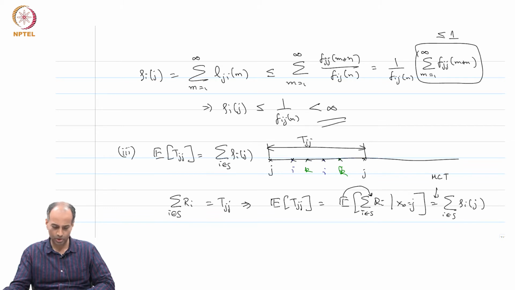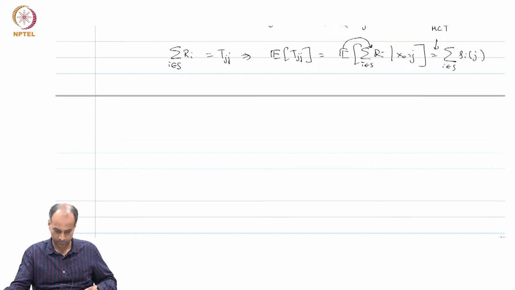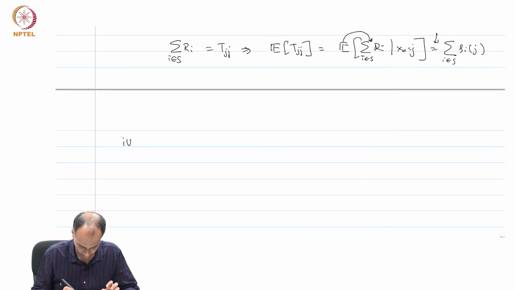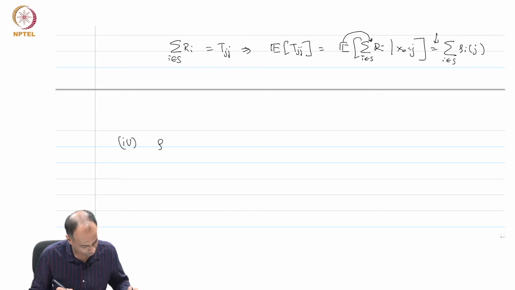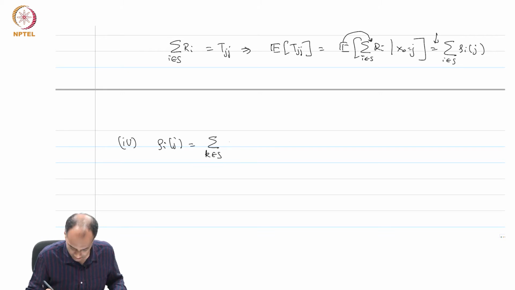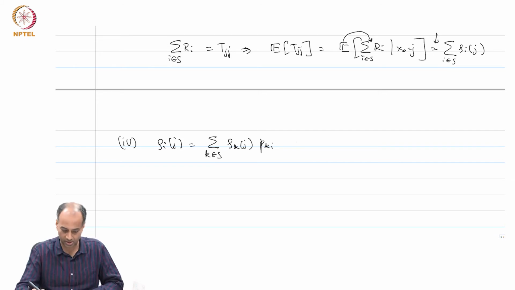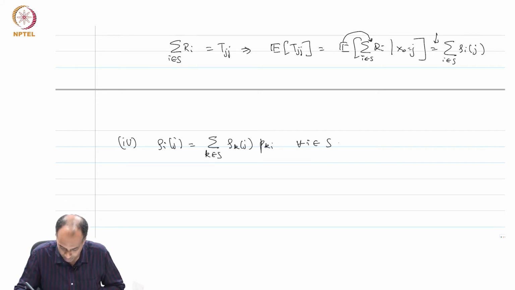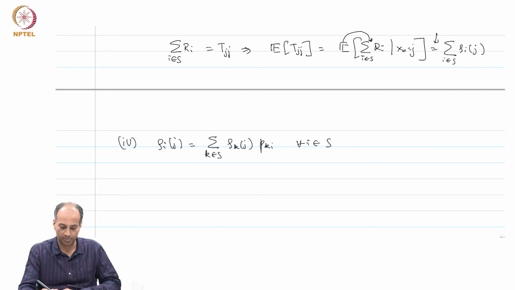The most important thing I want to show you is that rho_i of j equals the sum over k belonging to S of rho_k of j times p_ki. This is true for all i.